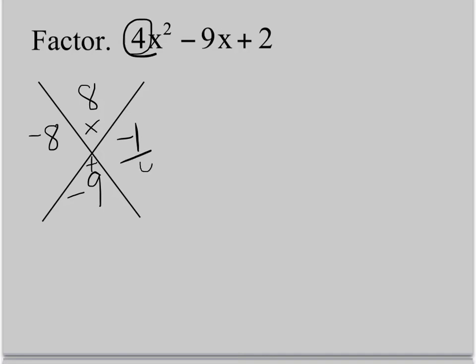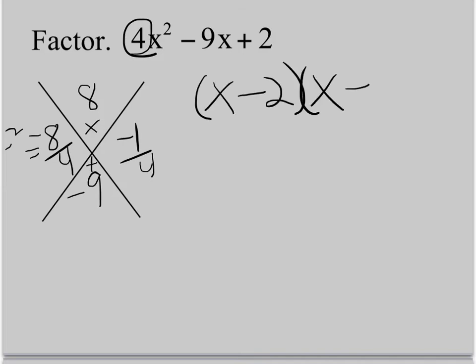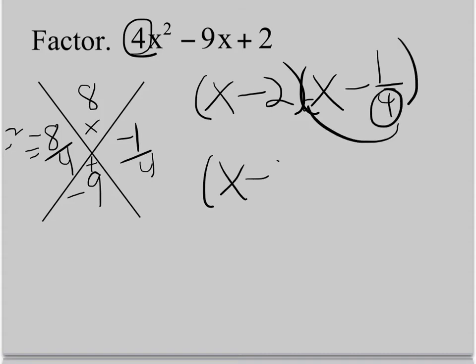Again, we divide by the a. Negative 8 divided by 4 is negative 2. So we write out our factors, x minus 2 and x minus 1/4, and then bottoms up. So we get x minus 2 and 4x minus 1.